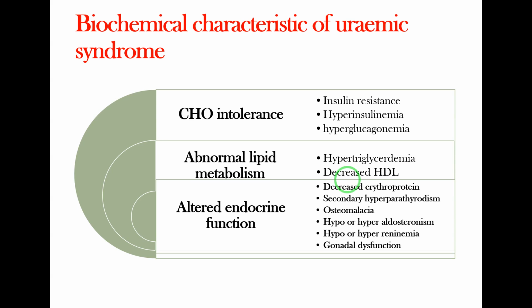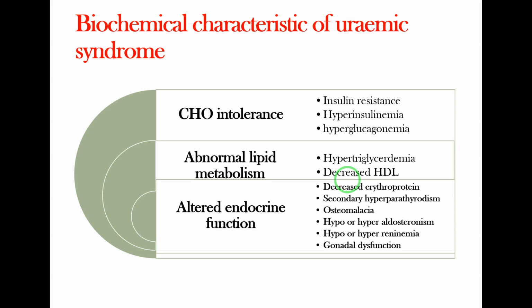Also, there will be altered endocrine function as a result of the abnormality in the uremic syndrome. The main thing is that erythropoietin will be decreased because it is produced from the renal cells. Erythropoietin stimulates the production of RBC. If we have no stimulus, no erythropoietin, there will be anemia. There will be secondary hyperparathyroidism and osteomalacia, secondary to decreased and abnormal metabolism of vitamin D, calcium, and phosphorus.